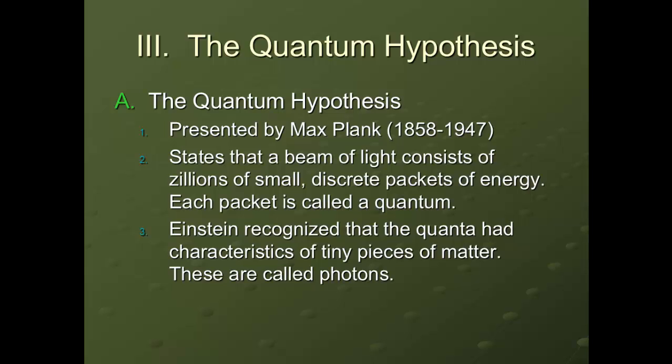So he called each packet a quantum. It was this section of energy that you were getting from the light. Einstein recognized that these quanta, because they were discrete and you couldn't just push them all together to make more, were tiny pieces of matter, smaller than we can see, but he called those tiny pieces of matter photons.